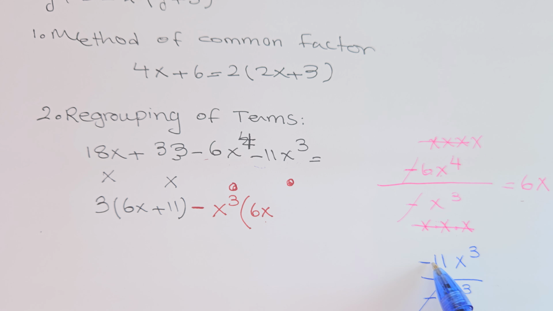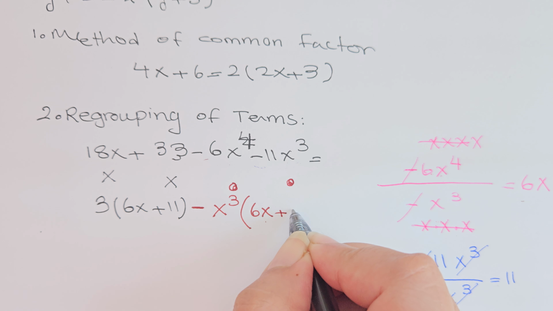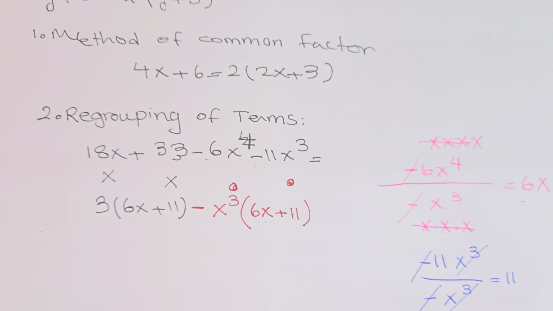Okay, again, the two negative signs will cancel out. x cubed will cancel out. What is left? 11. So I just put it back here, 11, right? If you look closely, now this looks very nice, but let's take a look at it again.